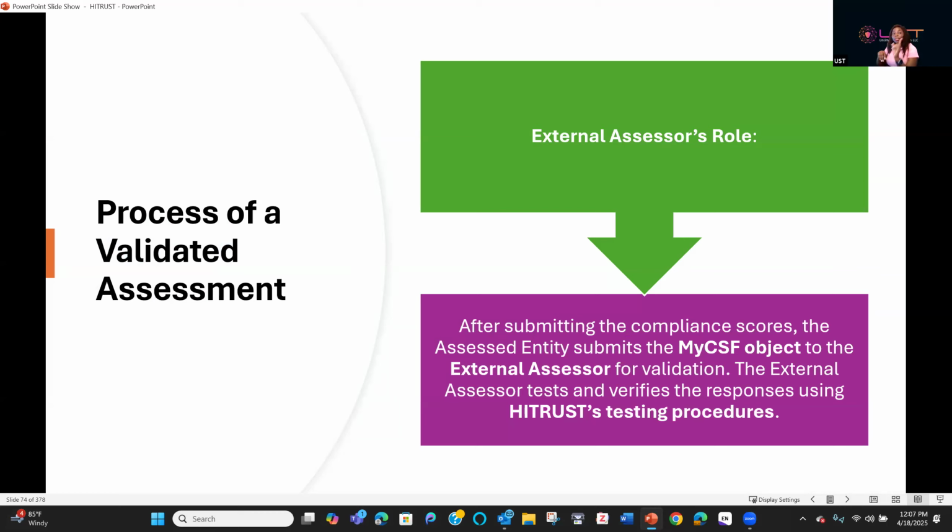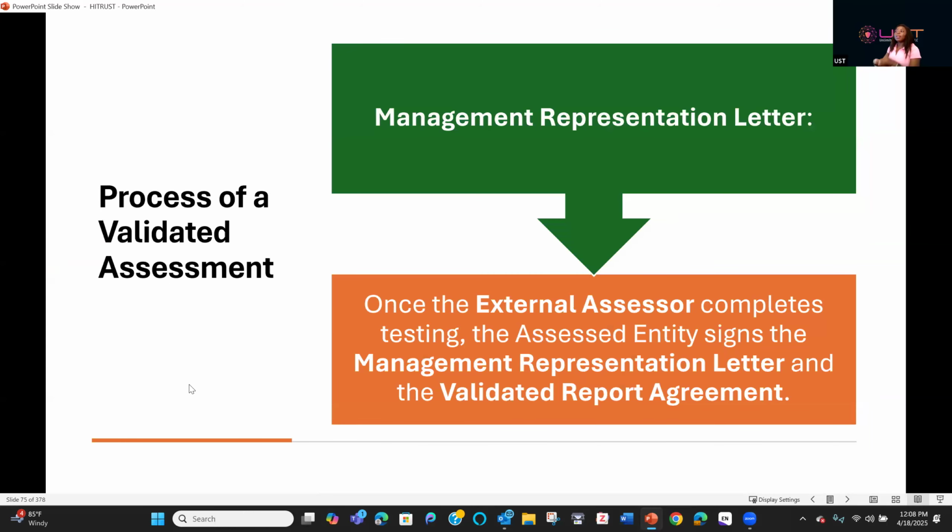And remember, this auditor needs to be authorized by HITRUST, while the external assessor tests and verifies the processes or responses using the HITRUST testing procedure. So of course, HITRUST has a testing procedure, and they go and test it to make sure everything works, right?